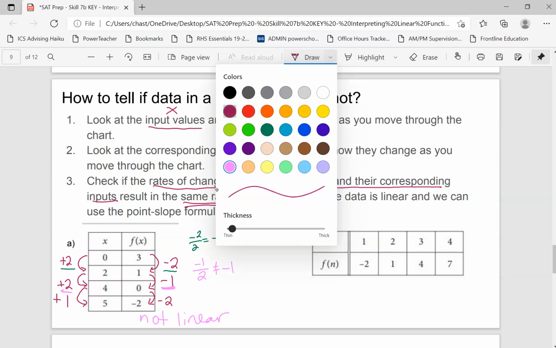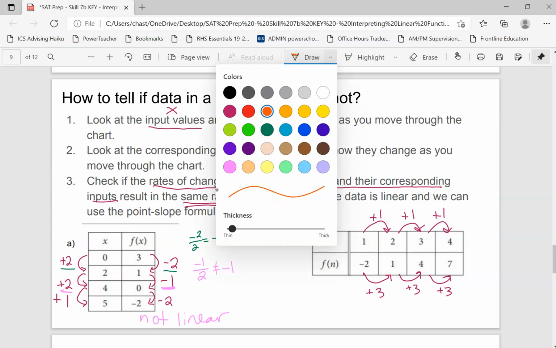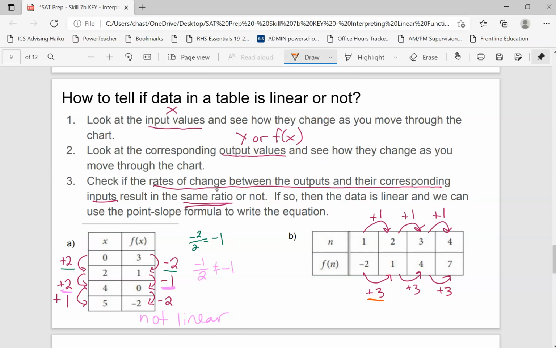All right, we're going to try the next one. On the next one, let's see what happens to the n. So plus 1, plus 1, plus 1 again. And our f of n, so negative 2 to 1, I'm going up 3, up 3, up 3. All right, and when I look at this, I want to compare the 3 to the 1, the 3 to the 1, and the 3 to the 1. So yes, this is linear. So our m here is going to be that 3 over 1.